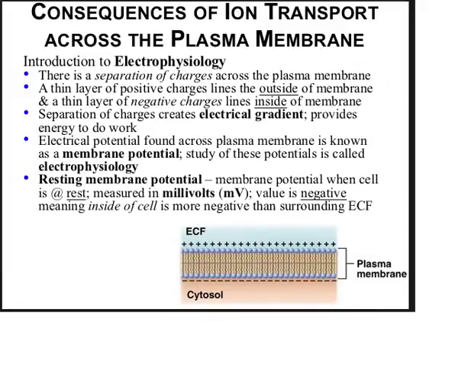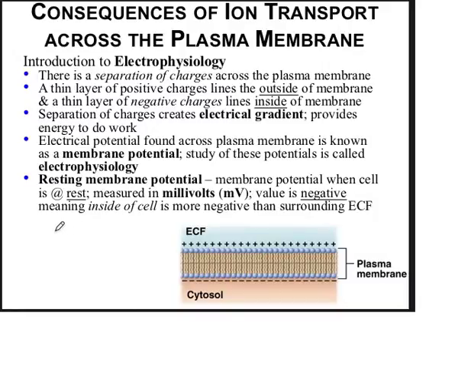Resting membrane potential is the membrane potential that occurs when the cell is at rest, and it's measured in millivolts. The value is negative, meaning that the inside of the cell is more negative than the surrounding extracellular fluid. Now, you might say, okay, well, how is this resting membrane potential generated? And we have three factors that are critical to understand in the generation of membrane potential.